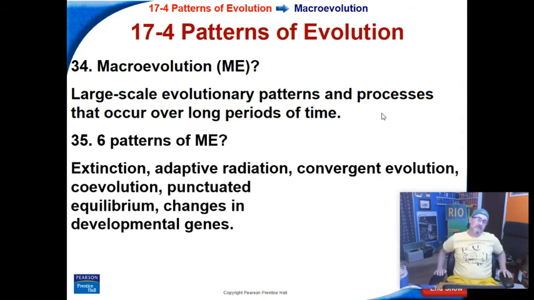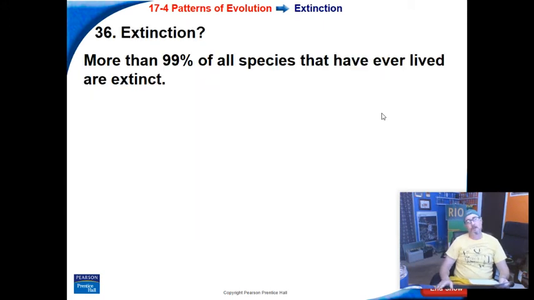So the 6 patterns, we got extinction, adaptive radiation, convergent evolution, coevolution, punctuated equilibrium, and also changes in developmental genes. All right, moving ahead. That's how you know that we're going to the next slide, is I'm going to point at you. All right, extinction.